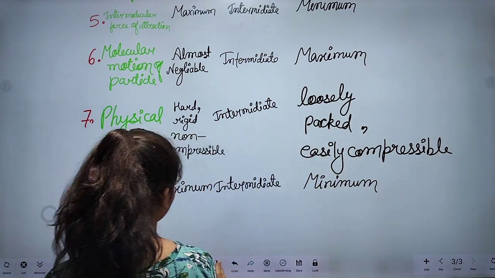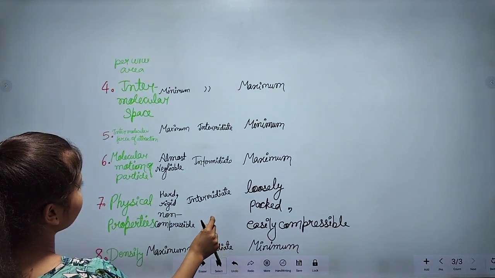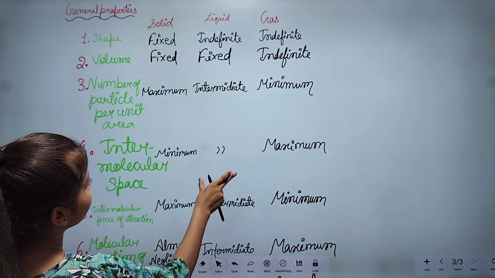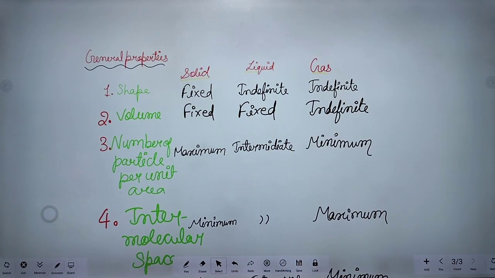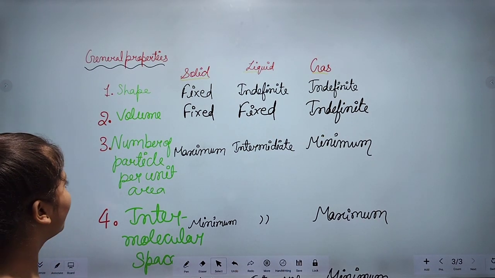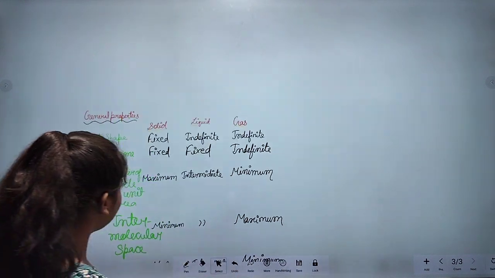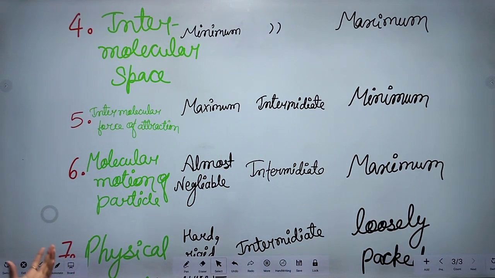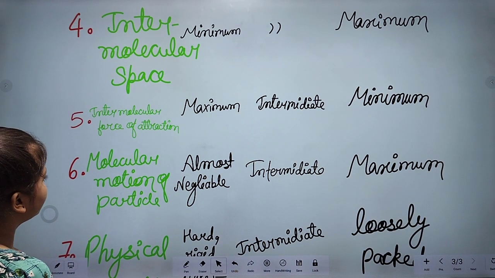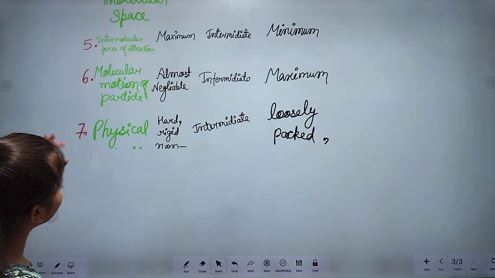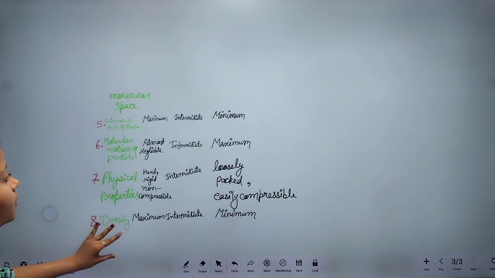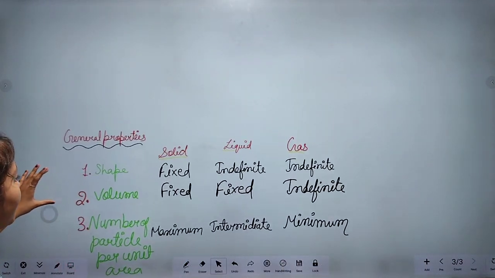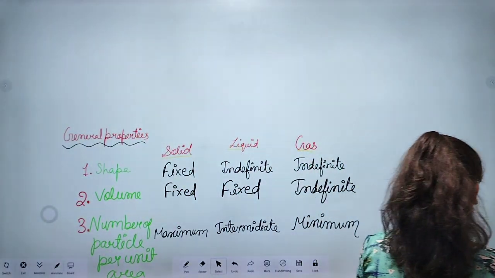Okay. So this is all about the comparison between solid, liquid and gas, that is, first one is shape, second one is volume, third number of particles per unit area, intermolecular space, intermolecular force of attraction, molecular motion of particle, physical properties and densities, okay. So these are the comparison among solid, liquid, gas, okay. Let's move further.